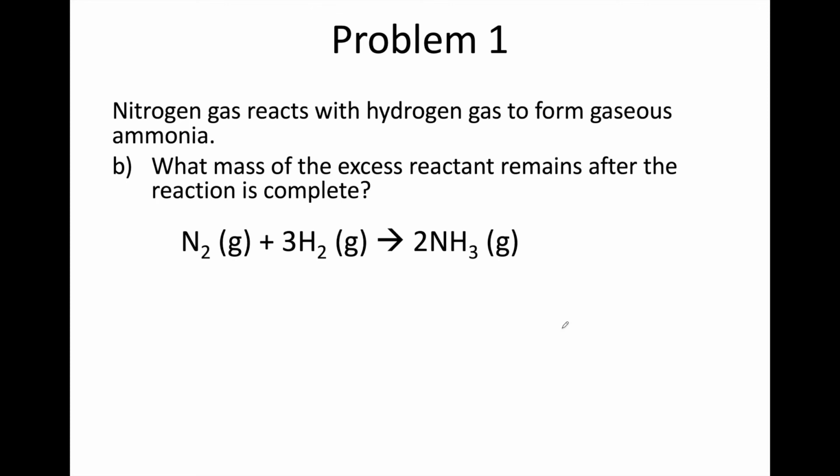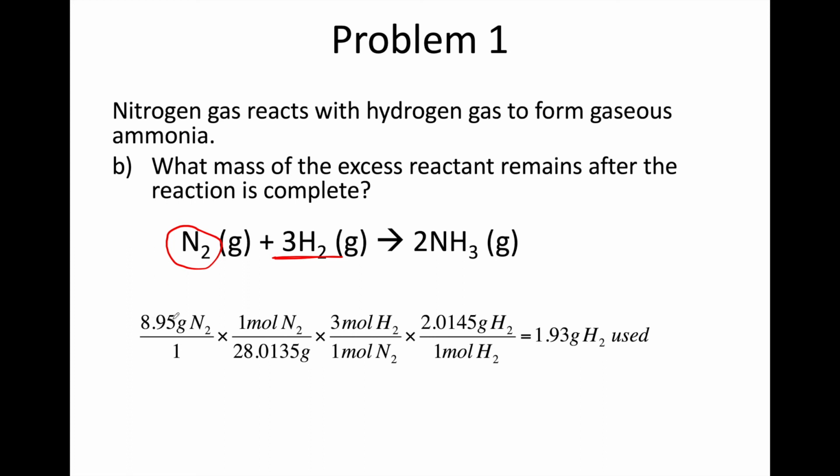Well, we said that our nitrogen is the limiting reactant. So I need to take the nitrogen, and of course that's going to make hydrogen my excess reactant. So I'm going to take the 8.95 grams of nitrogen and calculate the mass of the hydrogen that is actually used in the reaction. You always use your limiting reactant in these calculations. So I take my mass of nitrogen, convert it into moles of nitrogen, use my balanced chemical equation to convert that into moles of hydrogen, my excess reactant. Then I take the molar mass of hydrogen to convert that into grams of hydrogen.